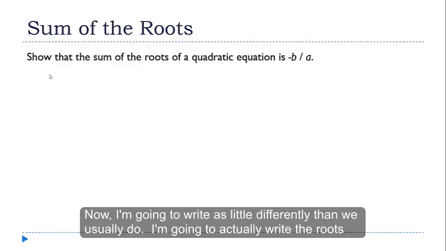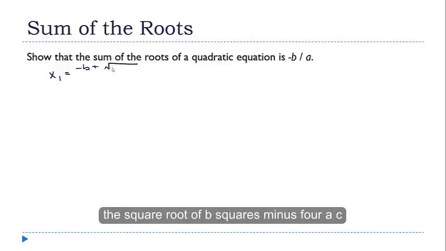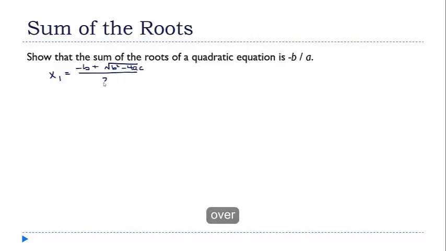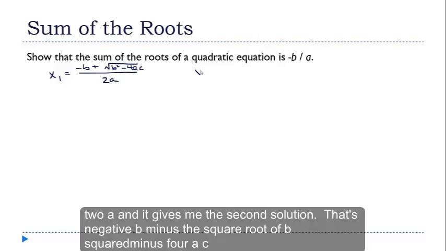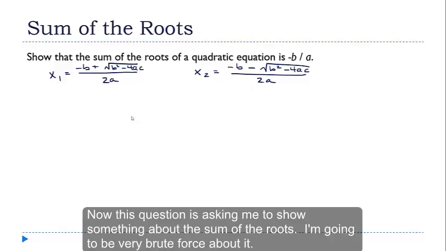And I'm going to write this a little differently than we usually do. I'm going to actually write the roots separately. The quadratic formula gives us two solutions: negative b plus the square root of b squared minus 4ac, over 2a. And it gives me the second root, that's negative b minus the square root of b squared minus 4ac, over 2a. And this question is asking me to show something about the sum of the roots.